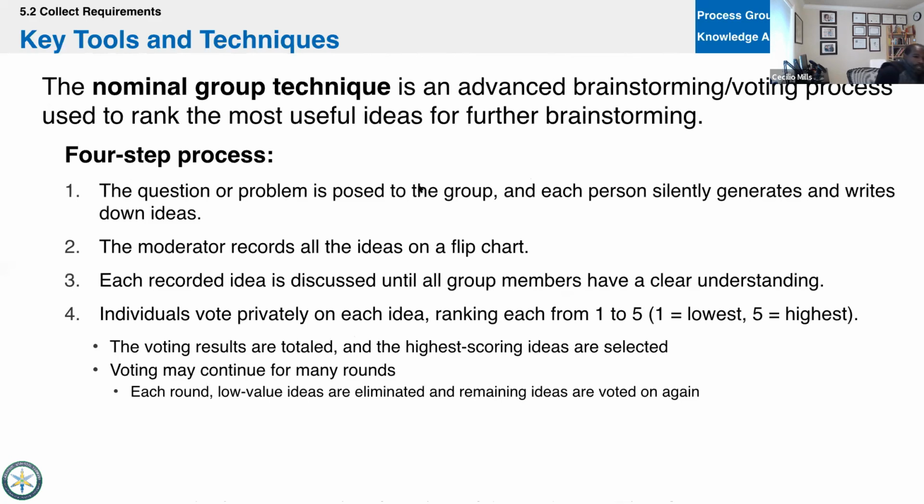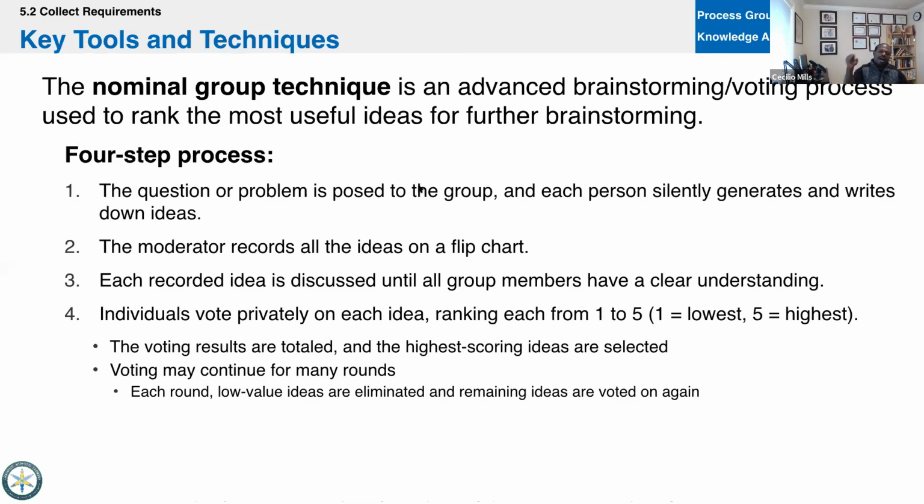Okay, so the nominal group technique, now that we've been talking about it, is sort of an advanced brainstorming or voting process, and the idea is that you pose a question to the group, everybody will write down what they think, right? And then the moderator will take all of those. They'll give their cards or their stickies, and either they'll write down what's on the card or post the cards or stickies all in the area. And then they'll talk about each idea, because people will have sort of the same ideas. So they'll group them together, we'll record them, we'll discuss them so everybody has a clear understanding, and then we'll vote, right?